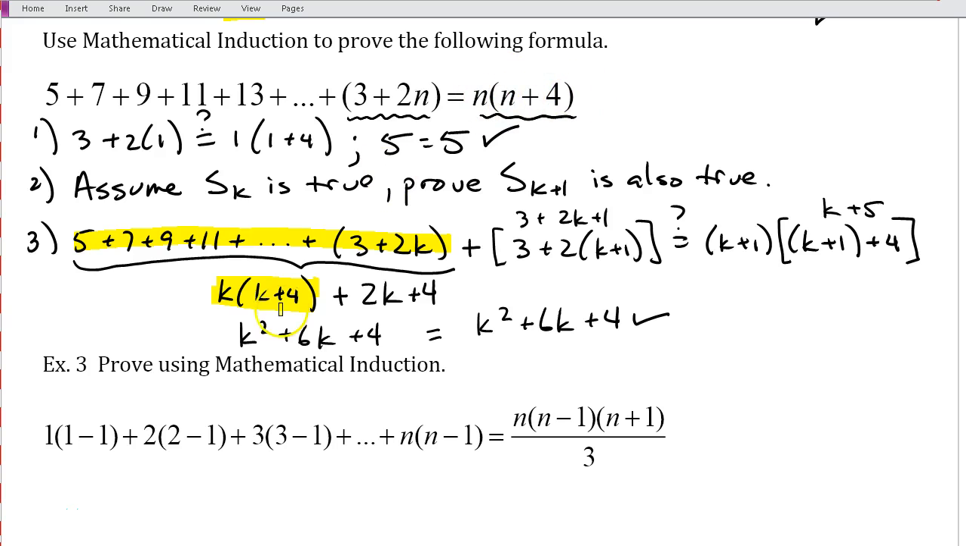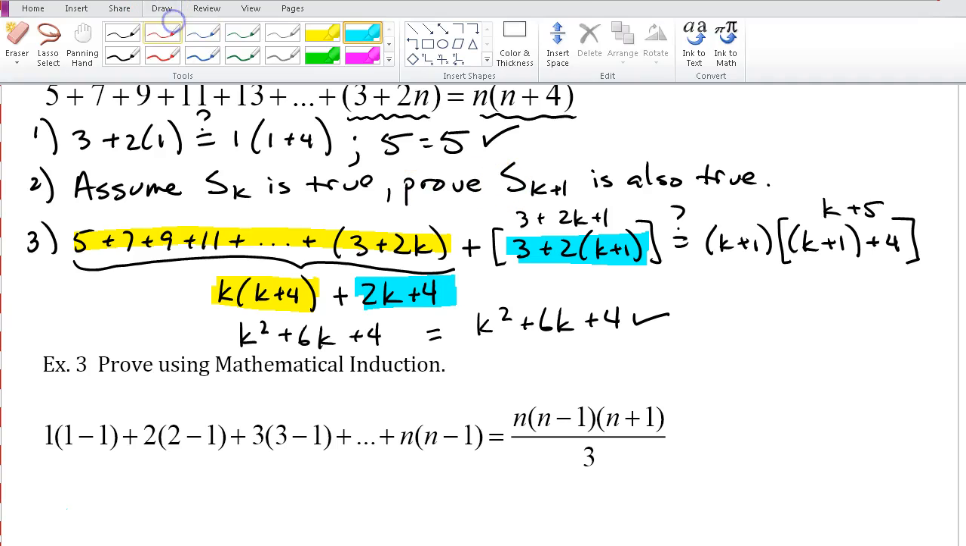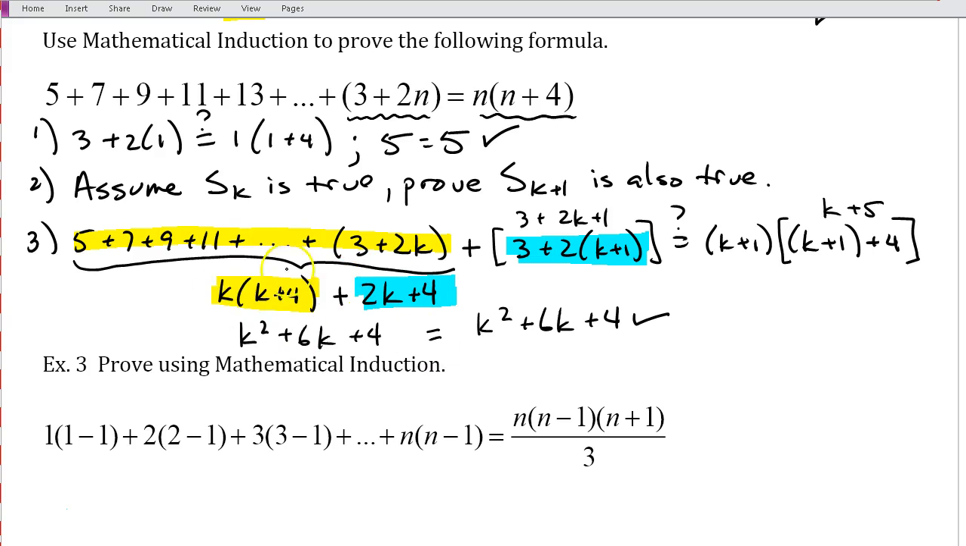So we substitute in k here. So all of this is k times k plus 4. And then over here, I'm plugging in, substituting in k plus 1, and all of that simplifies to this. Okay, so the highlighted parts match up there. And then when we simplify here, we'll distribute and add like terms. We get k squared plus 6k plus 4.